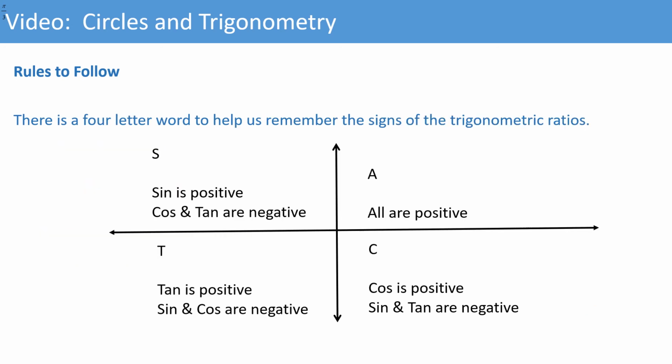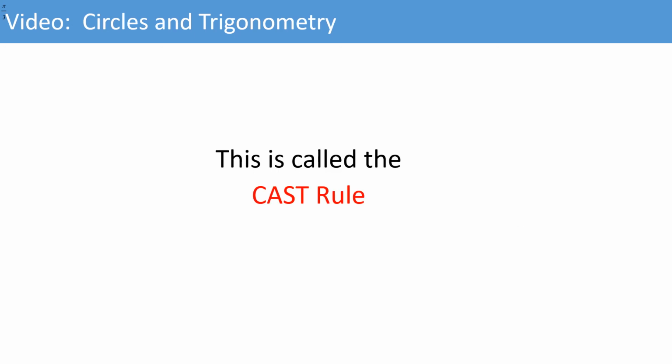There's a four-letter word that we can use to remember the signs, and it is C-A-S-T. This rule is called the CAST rule. C for cos, A for all, S for sine, and T for tan.